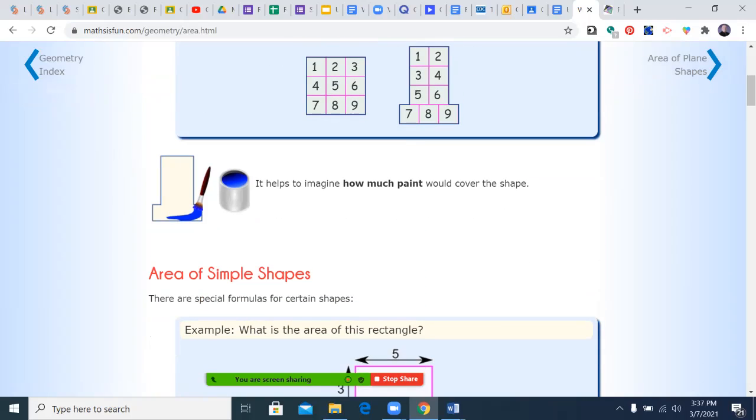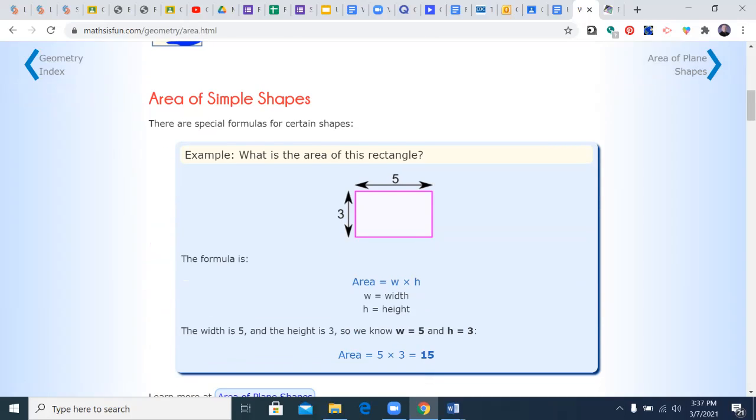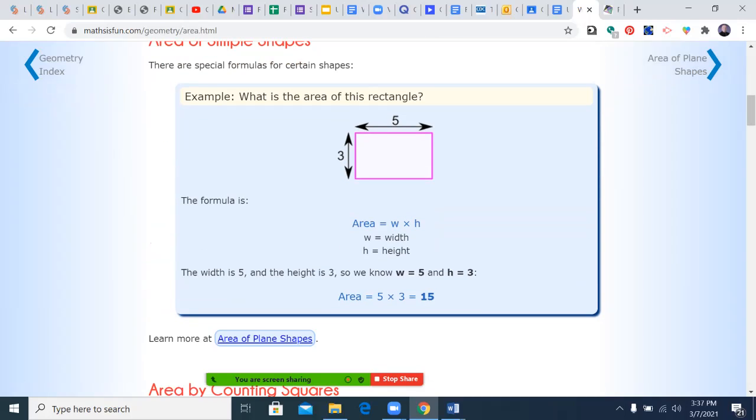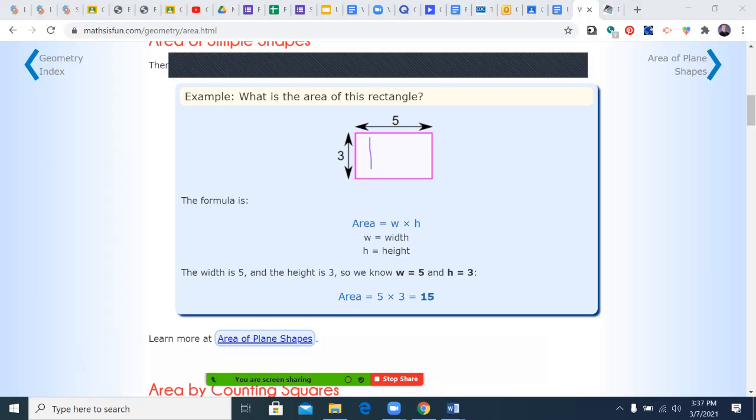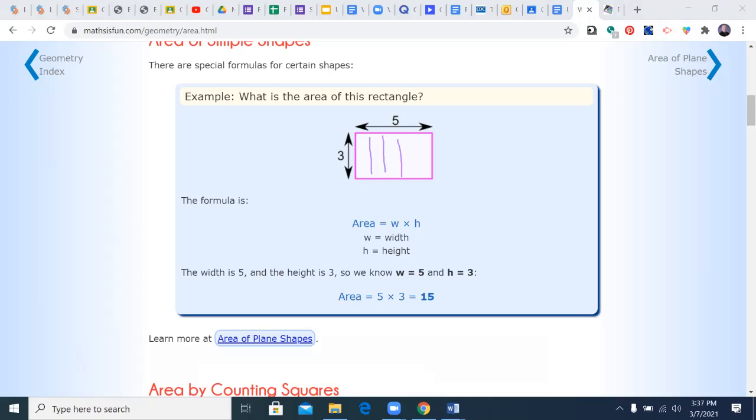It helps to imagine how much paint would cover the shape. The formula of area is width times height. I've also at points seen base times height as well in my lifetime, but width times height is the most common. If I was drawing lines, in fact, I will. 1, 2, 3, 4, 5. What that represents is it's 3 units tall and 5 units wide. And I could count these all the way up to 15.